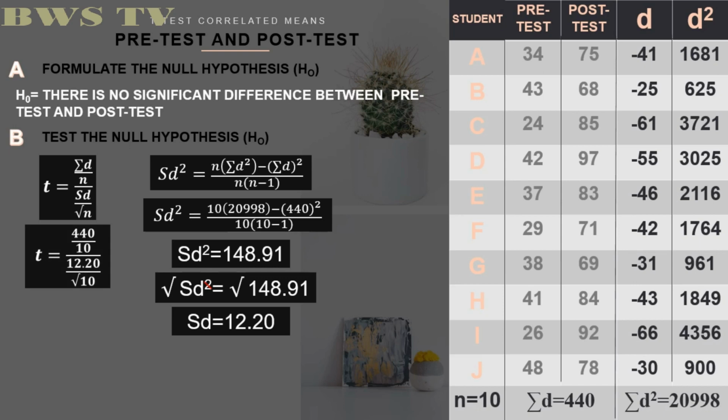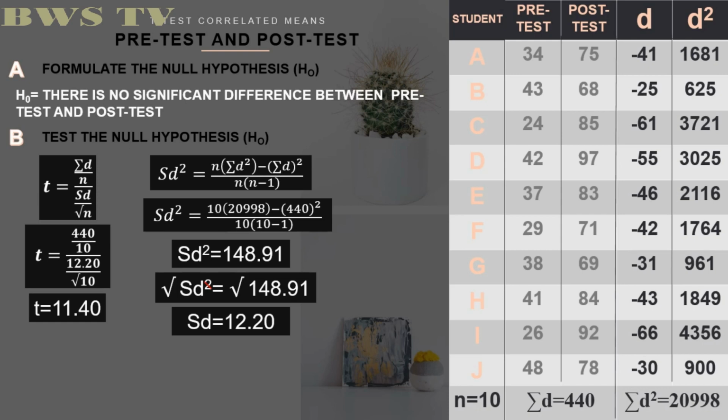Now that we have the value of the SD, we will proceed to solving the t. Replace the formula with the values and solve. 440 over 10 divided by 12.20 over the square root of 10 is equals to 11.40.